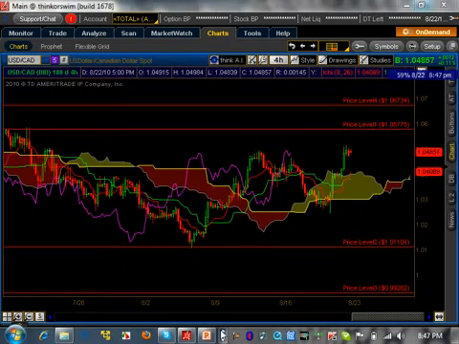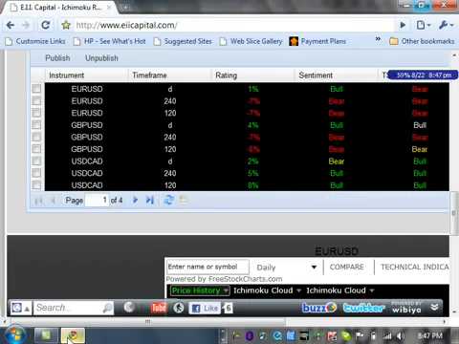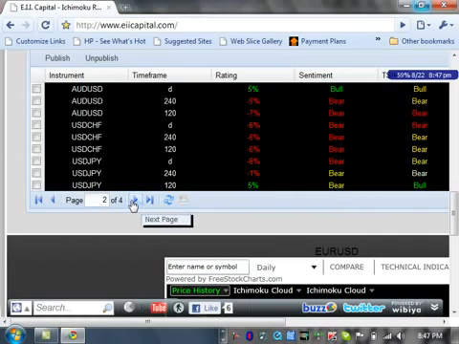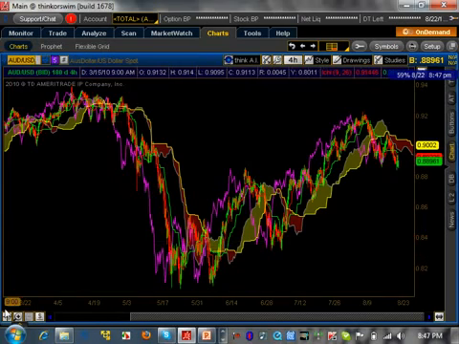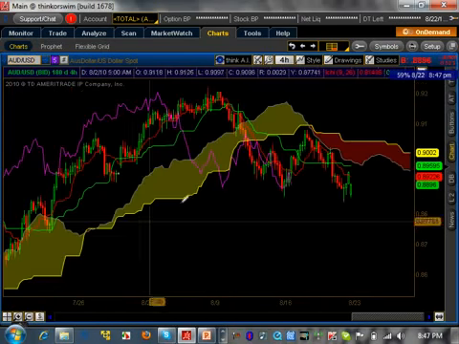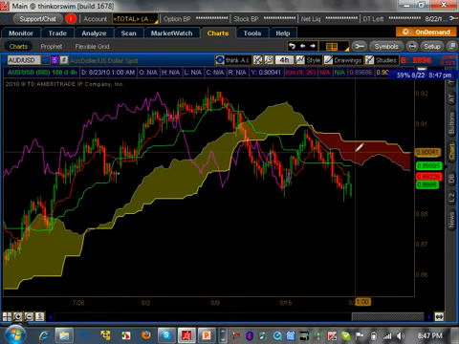Let's see what other currencies we're going to look at. We looked at the US CAD, Australian USD. Let's go look at Australian USD. If you look at Australian USD, this is the 4 hour, so you could tell it's bearish.